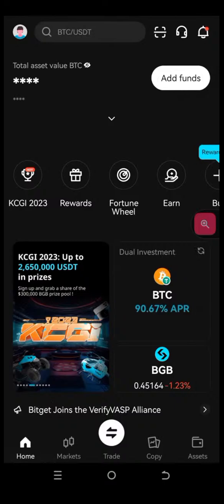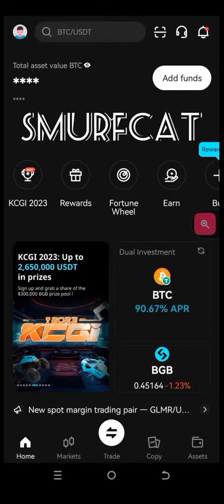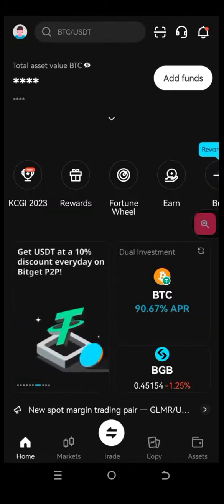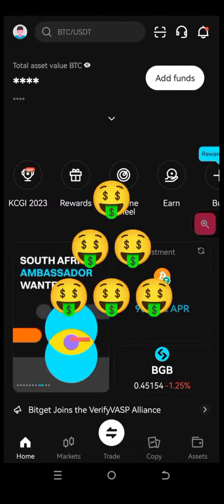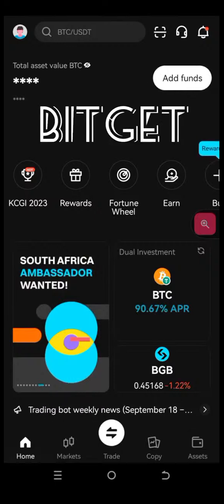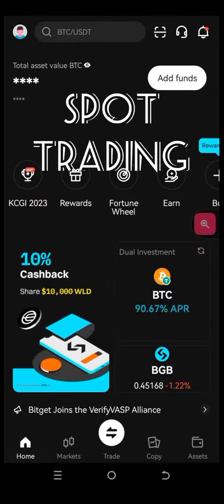Will Smurfcat give us what we're looking for? Let's wait and see. You are welcome to Income Strategies, the place where you'll learn the skills to make money, to multiply your money, and to manage your money. Today, we're on BitGet and we're going to be performing a spot trading activity.